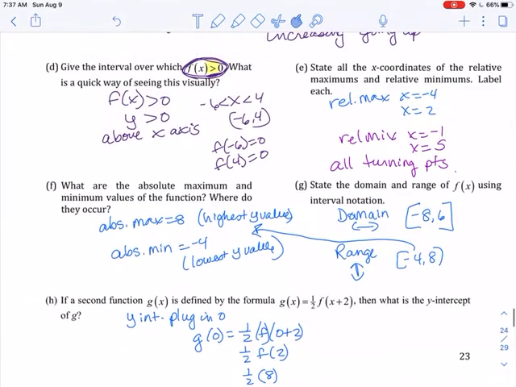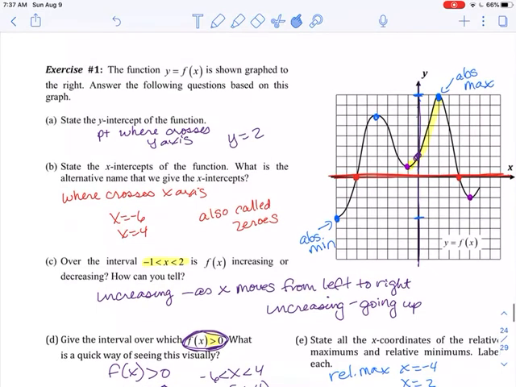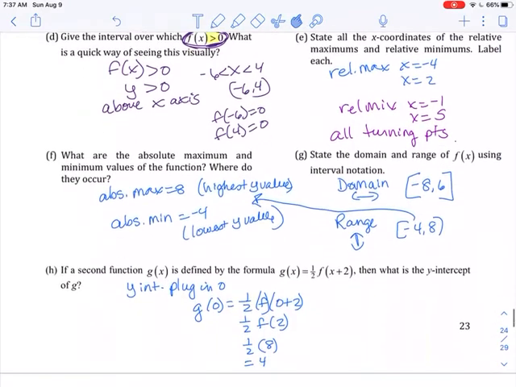Okay, so let's just peek up here. F of 2 is 8. Here's 2, and 1, 2, 3, 4, 5, 6, 7, 8. So right here, f of 2 is 8. And then 1/2 of 8 is 4. That's going to be my new y-intercept.